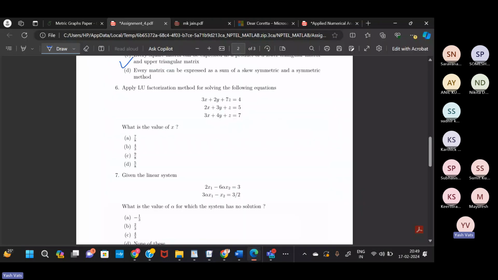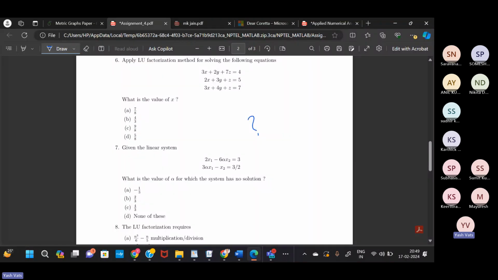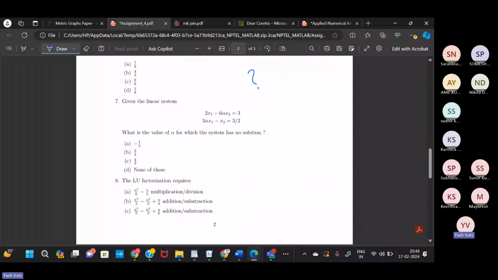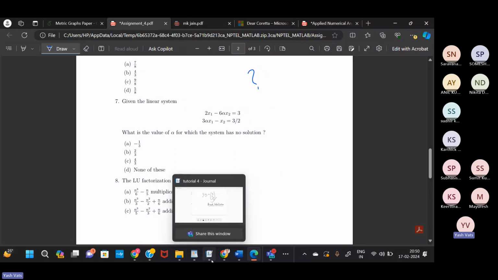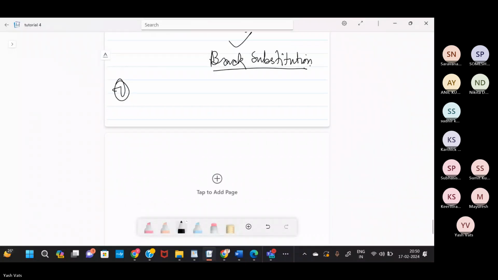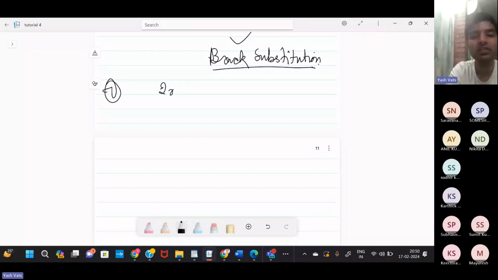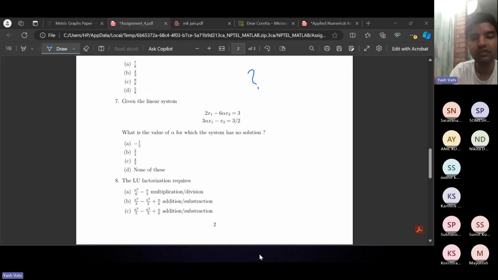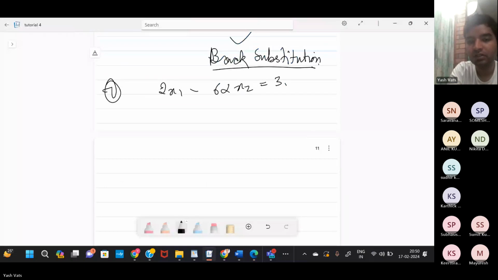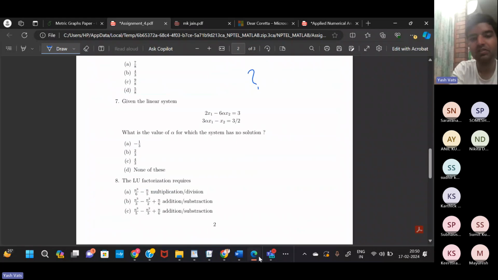So in this one, you can try to find out this answer. Given the linear system, what is the value of alpha for which the system has no solution? What is the meaning of this? So let's try this one. 2x1 minus 6 alpha x2 equals 3, and 3 alpha x1 minus x2 equals something.